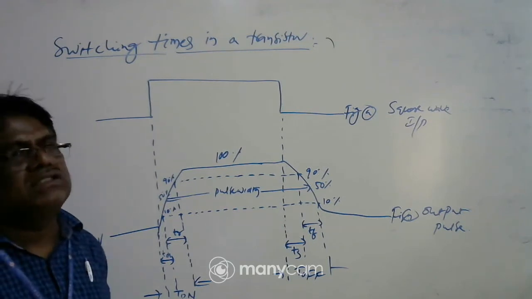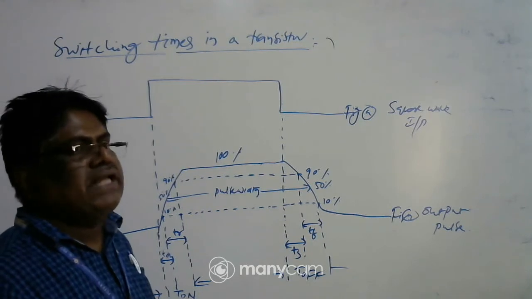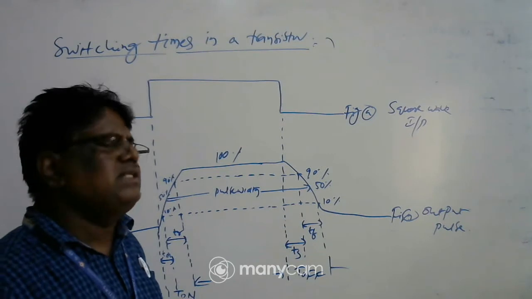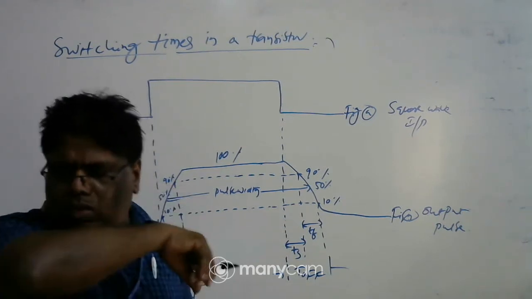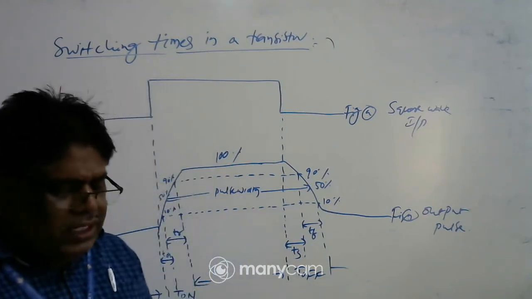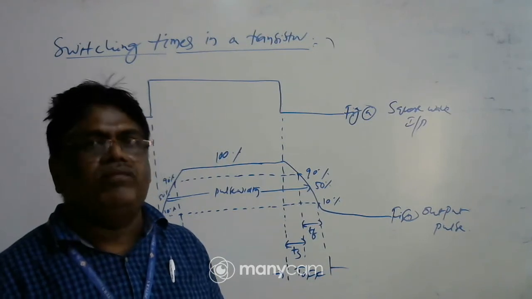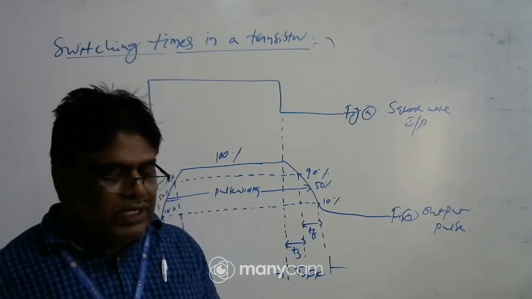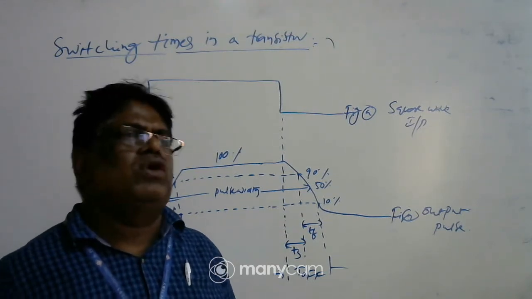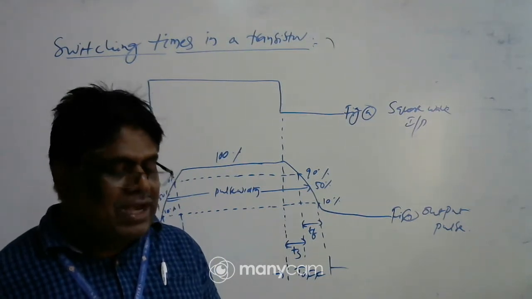Switching times in a transistor. So for the transistor, how much delay time, how much rise time, what is fall time. These are the things that I am explaining. Okay. So here, what is the time delay? The time interval between the beginning of the input pulse and the output voltage or current reaching 10% of its maximum value is defined as time delay.